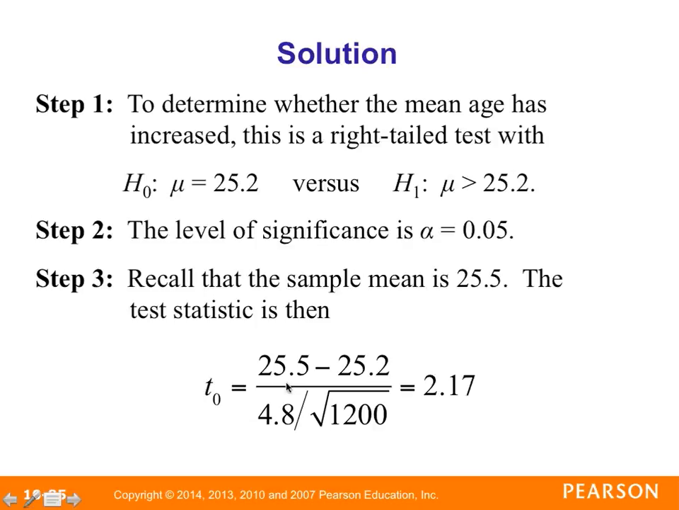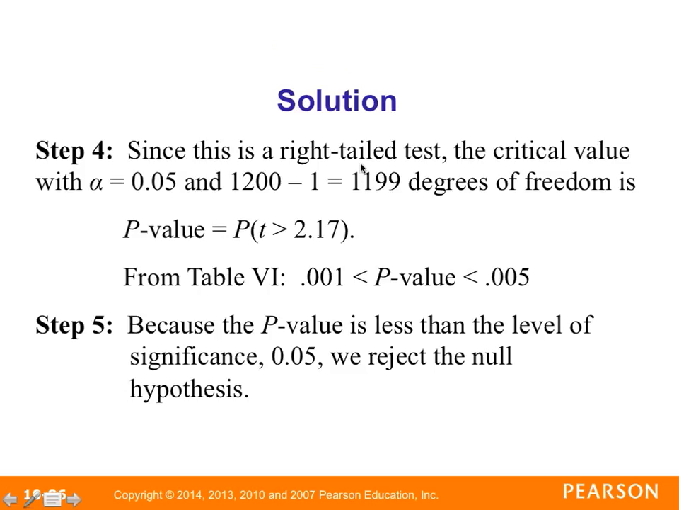So we calculate our t statistic as 25.5, which is our sample mean, minus 25.2, divided by the sample standard deviation, which was 4.8, over the square root of 1,200, because this was our sample size, and we get 2.17. Now this is a right-tailed test. The critical value is going to be alpha equals 0.05, and we have 1,199 degrees of freedom. And what we're going to get from table 6 is that we have a p-value somewhere between 0.001 and 0.005. So the p-value is much less than alpha, so we're going to reject the null hypothesis.